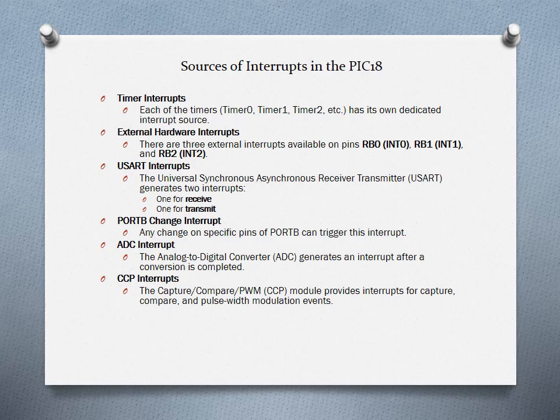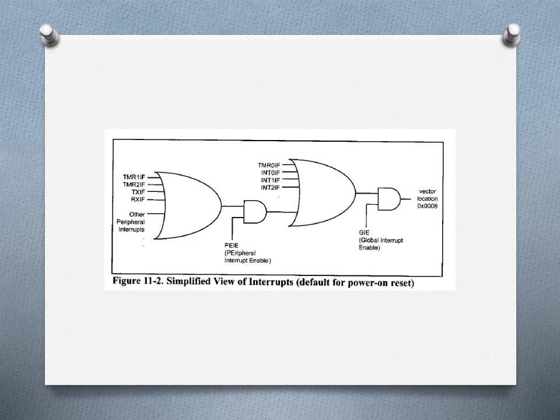Other than this, you have interrupts for the ADC, so once the conversion is over, the ADC interrupt will be set. And you have CCP interrupts, that is capture, compare and pulse width modulation. When the capturing, comparing and pulse width modulation events are over, these interrupts will be caused. And this is an example that has been shown here.